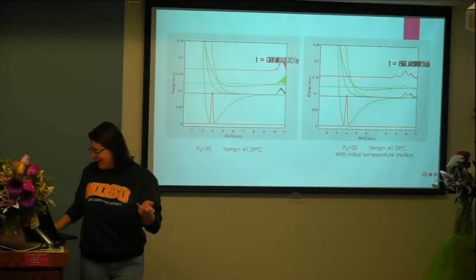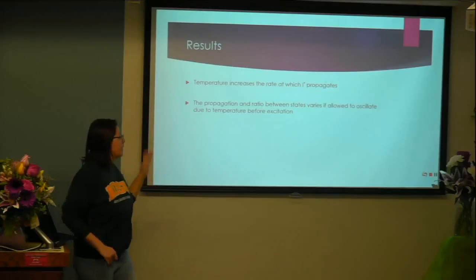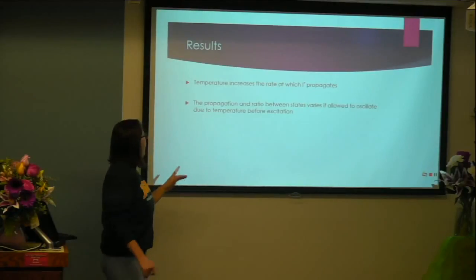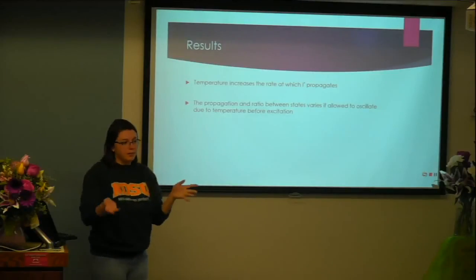So, anyways, my conclusions were that temperature increases the rate at which the I star state propagates, and then the propagation ratio varies if it's allowed to oscillate before it's excited.